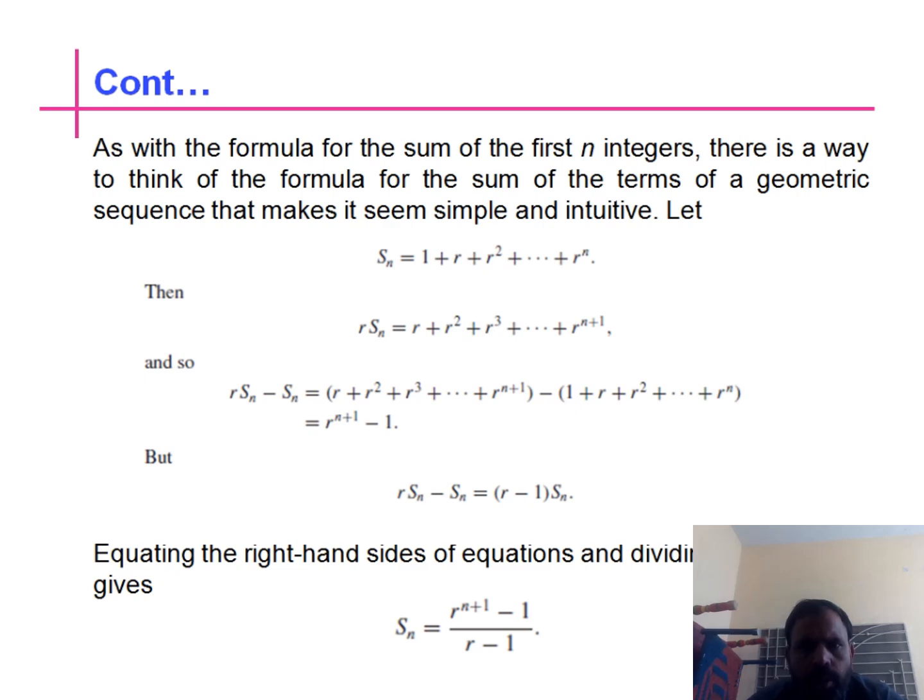And as with the formula for the sum of the first n integers, there is a way, which we proved in the previous slide. Sn is equal to this; we multiply r on both sides, and then subtract these two equations, r Sn minus Sn. So this becomes r raised to the power n plus 1 minus 1, and we take Sn common from these two, so this becomes Sn into r minus 1. So r minus 1 is divided on the right hand side.